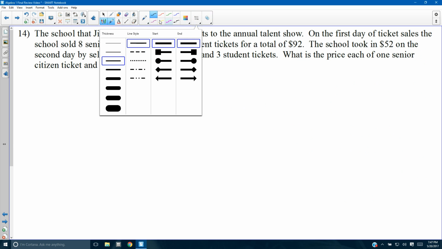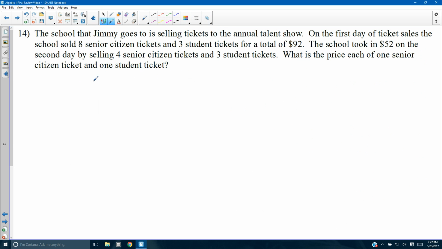Let's, for the sake of time, jump straight into it. As you saw last time, we'll do 8 senior citizen tickets times the price of each, which gives you how much money you're going to make for all 8 of those. Three student tickets times the price of each gives you how much money you're going to make on all of those. Collectively, $92 on the first day from this accumulation.